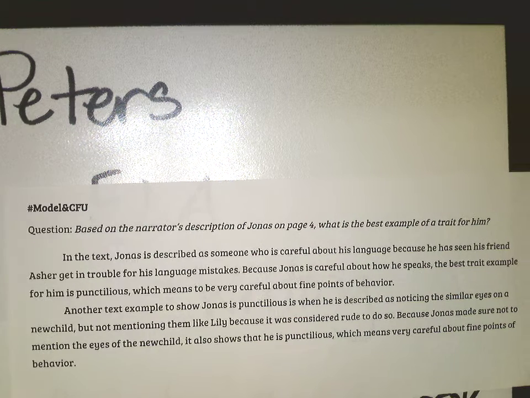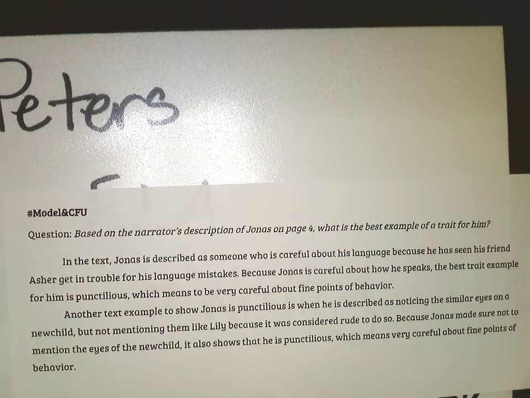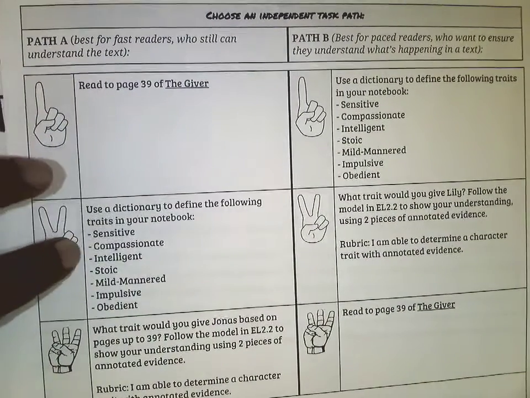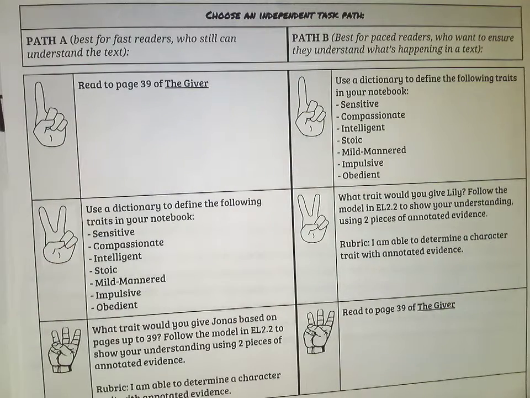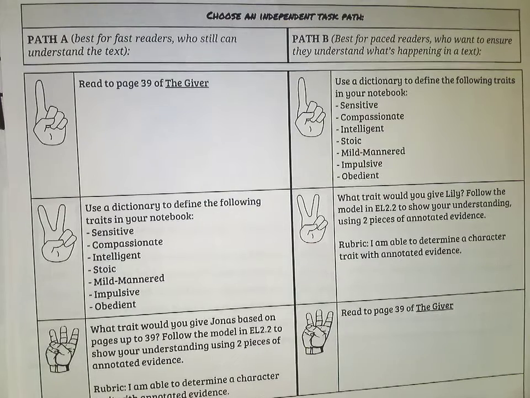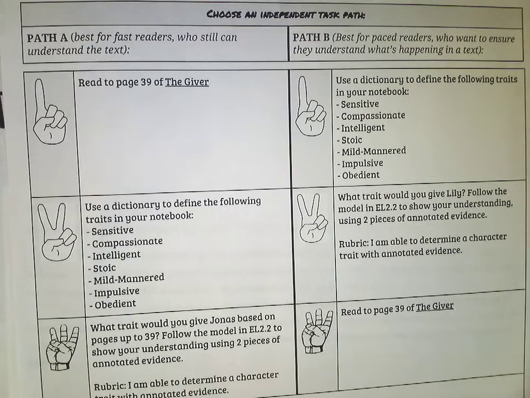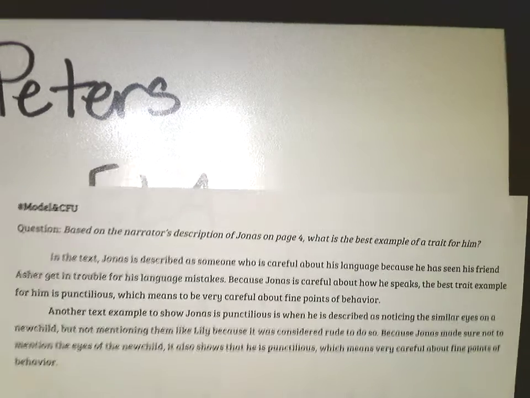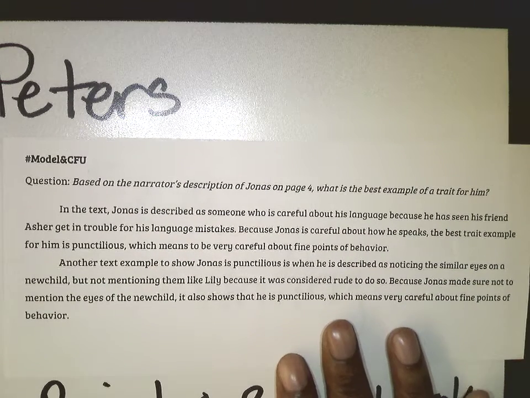I'm going to show you that right now, which are here. So sensitive, compassionate, intelligent, stoic, mild-mannered, impulsive, and obedient. So make sure you define those first before choosing one for Lily or Jonas. All right? And again, you can choose any one of those and provide 2 pieces of evidence between pages 12 and 62. So all you're going to do is exactly what you see here.